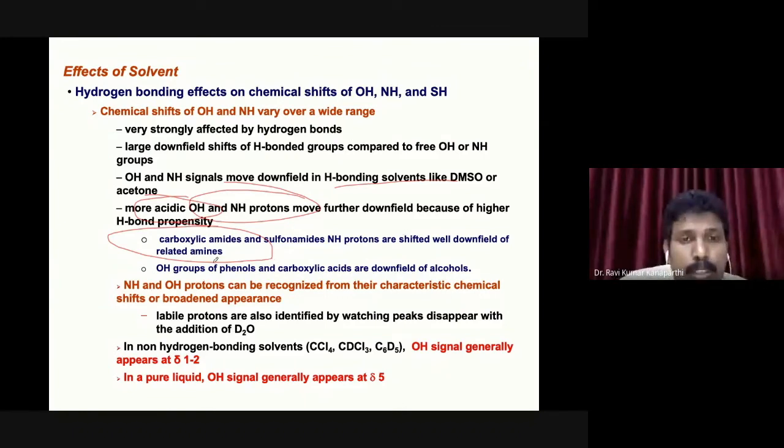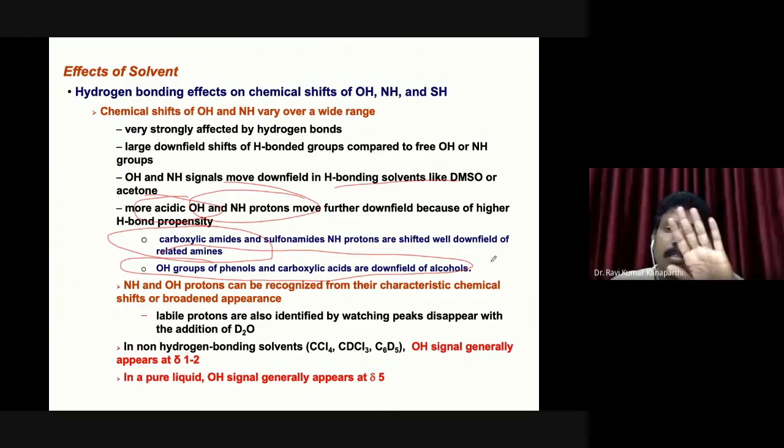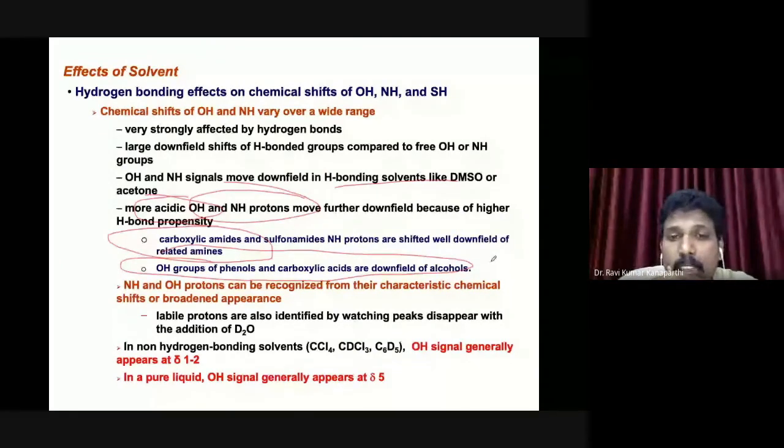Similarly, the OH group of phenols and carboxylic acids are found in the downfield region as compared to alcohol. So alcohol will be on the right hand side, but phenol and carboxylic acid OH protons will be found at the left hand side, that means the downfield side of the NMR spectrum, right?